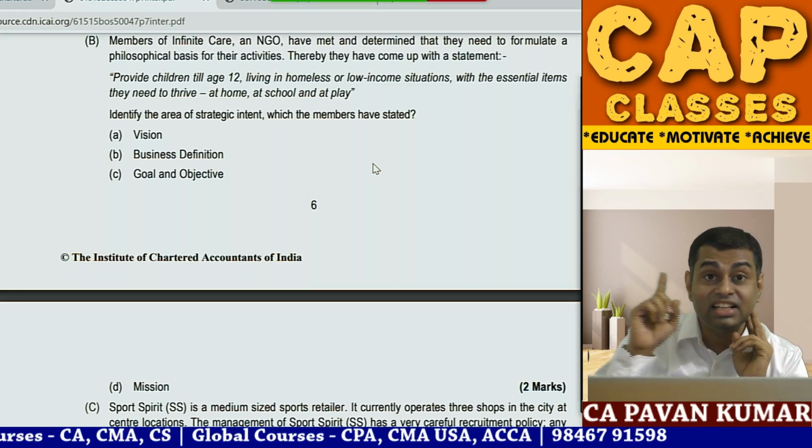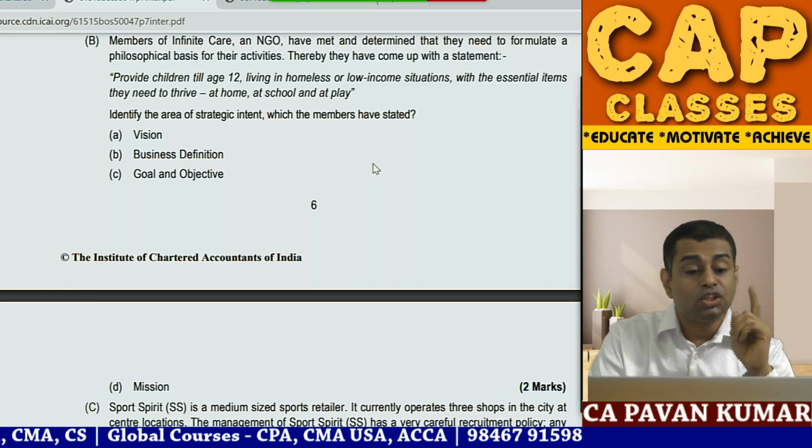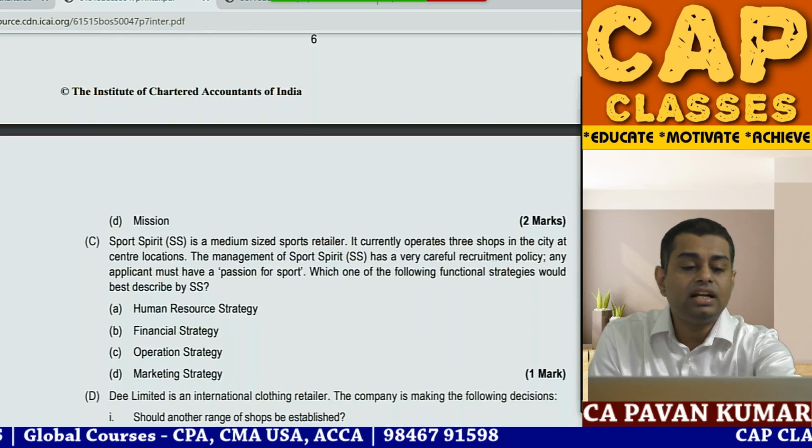So reading theory and understanding concepts is important to write even these 1 mark questions. So the answer is D, mission.